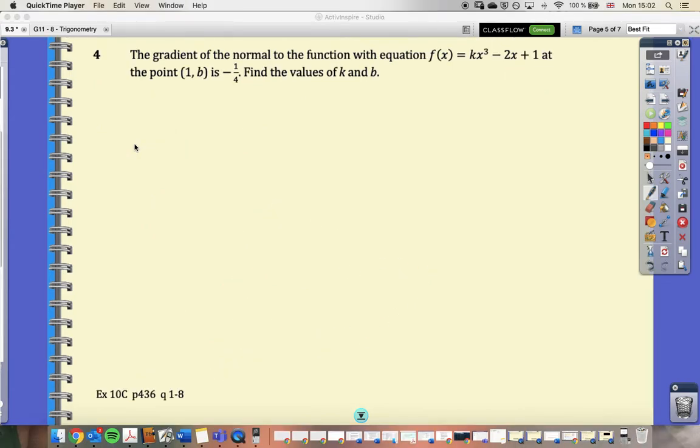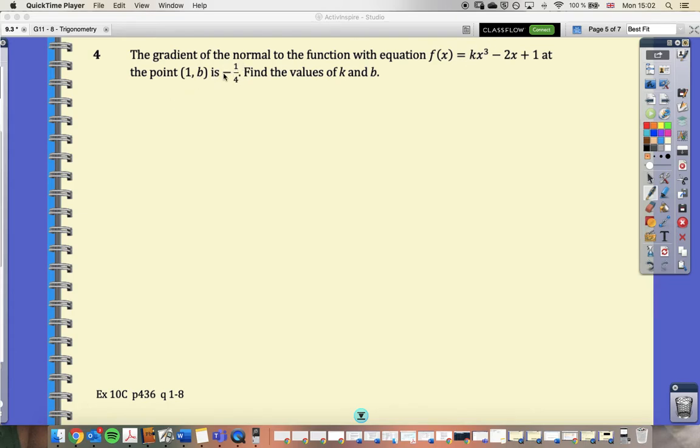There we go. So our final example is more challenging. We have a gradient of the normal to a function of this equation at the point (1, b) is -1/4. That is a very densely packed sentence. So basically we're saying that we've got a function, we've drawn a normal at a certain point to it, and we've found that the gradient of that normal is -1/4.